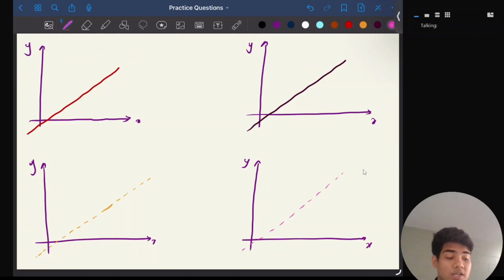What is the difference between having a solid line and having a dotted line? The only difference is the equals to sign. What does that mean? Whenever you have greater than equals to or less than equals to, it's always going to be a solid line. Now what does this solid line mean? What does this solid line actually represent?